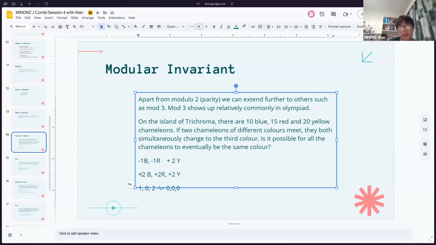But the relationship of the number of blue, red, and yellow modulo 3 stays the same. So if they're originally not equal, then they can't be equal, right? Because after each move, we add 2 to each number modulo 3, so it doesn't change the distance apart. Then we can never reach 0, 0, 0 modulo 3, which means we can never reach the same color for all the chameleons.